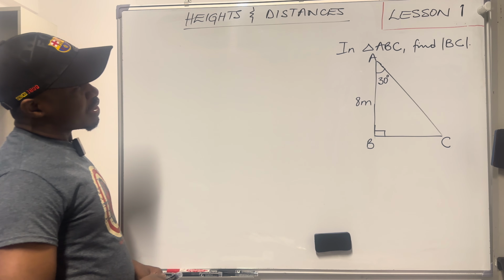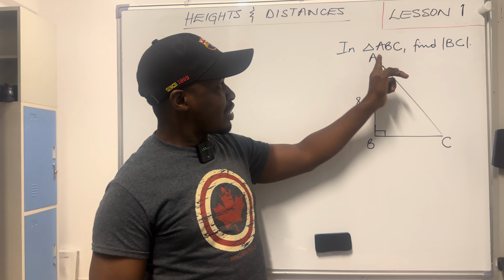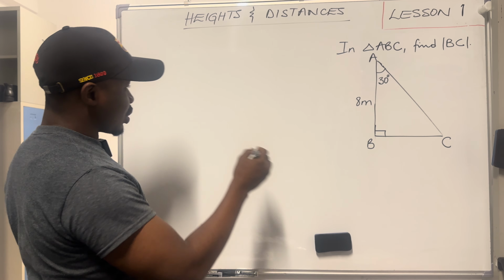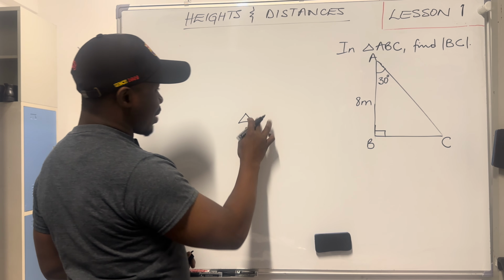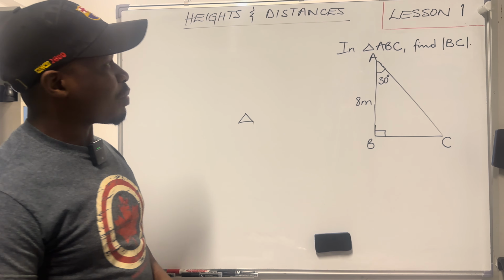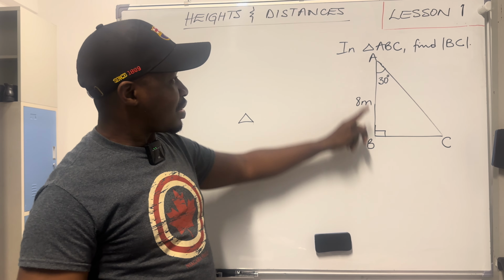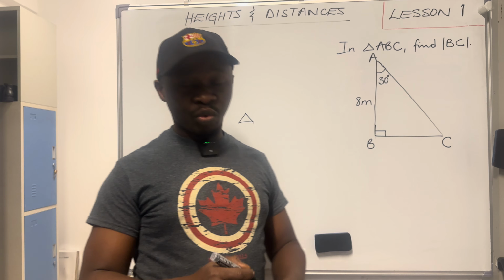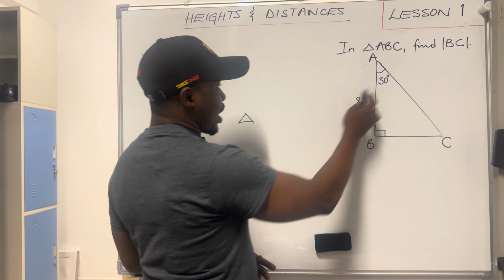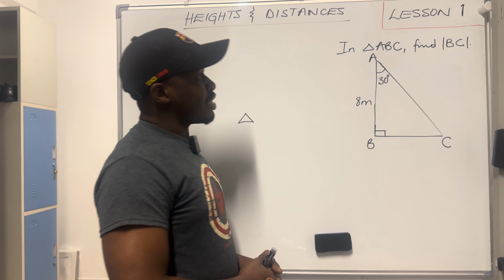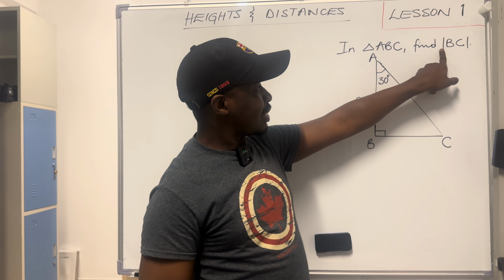So we are given triangle ABC. First of all, this symbol in mathematics means triangle. So in triangle ABC, ABC is a triangle. What makes it a triangle? One, two, three. There are three sides. But we want to find BC.